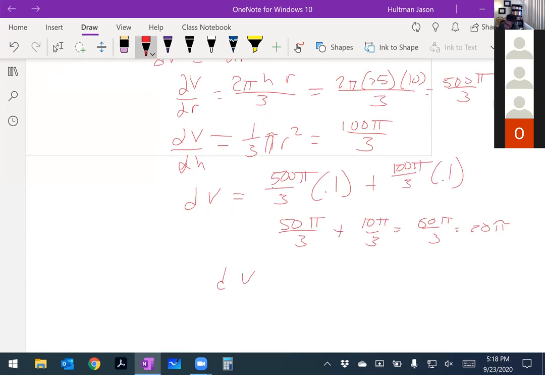Okay, so dV is 20 pi, which is approximately 63 cubic centimeters. Okay, that's the approximate change in volume, the maximum error. This is the max error for the volume of that cone.